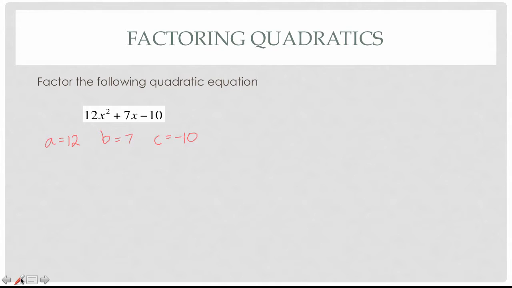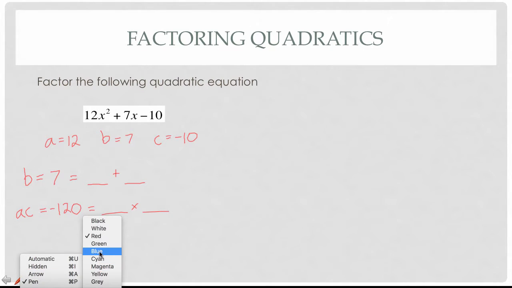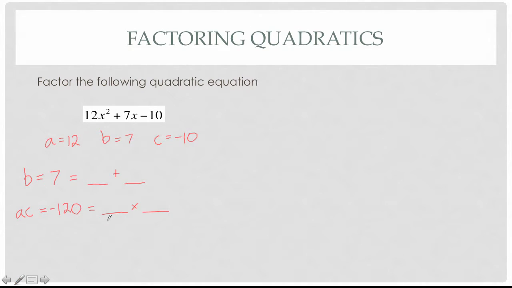And if I'm going step by step, I need to find two numbers that add up to b. So b is 7. So I'm looking for two numbers that add up to 7, but multiplied to equal AC. So a times c, 12 times negative 10, is negative 120. So I need two numbers that multiply to make negative 120. But the same two numbers also have to add up to 7. So this is the hardest part. This is where I have to play around with some numbers a little bit. I do know one's positive and one's negative.